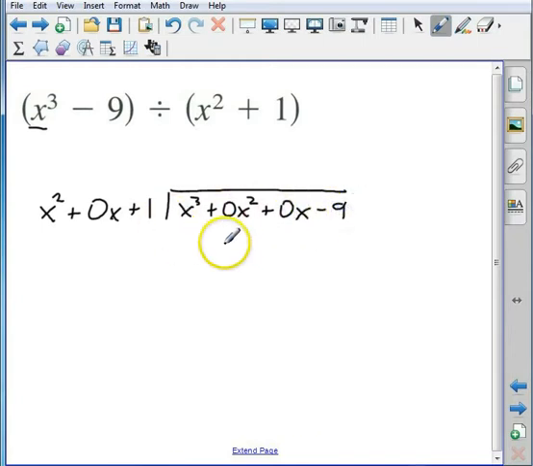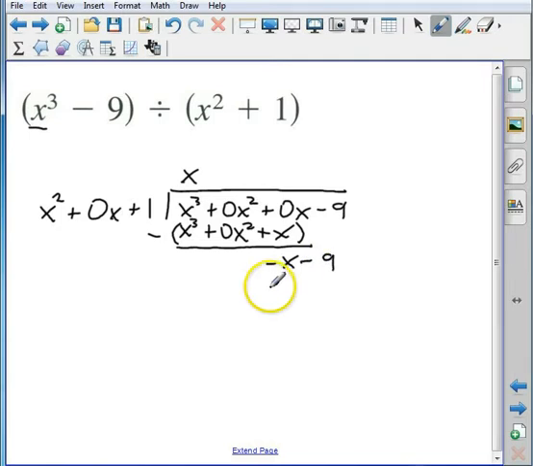If we don't fill in those terms, then it's going to be a real mess because we won't have things to subtract from. All right, so once again we ask ourselves, what do I multiply x squared by to give me x cubed? And the answer is 1x. X squared times x is x cubed. 0x times x is 0x squared. You see how everything lines up all nice? And then 1 times x is 1x. We're subtracting, so I get no x cubes, no x squareds, and I get a negative 1x. Bring down the negative 9.